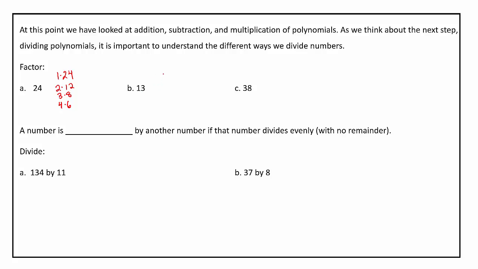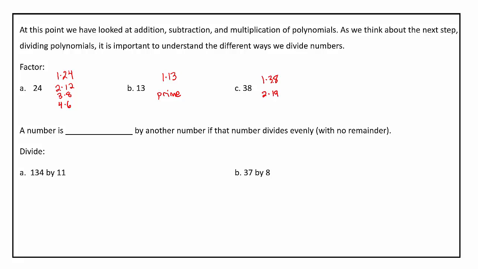13 only has one set of factors, 1 and 13. We call this a prime number because of that. In some ways, we almost don't count it as being factorable, because the only factors are a set that's not as interesting, which is just 1 and the number. Then with 38, we have 1 and 38, and then we have 2 and 19. And that's it. There's nothing else that works.